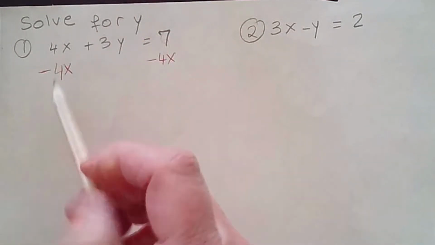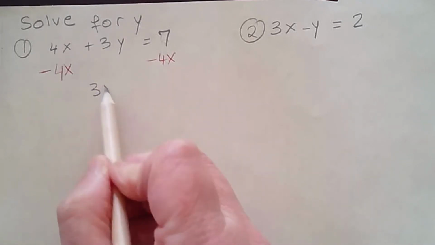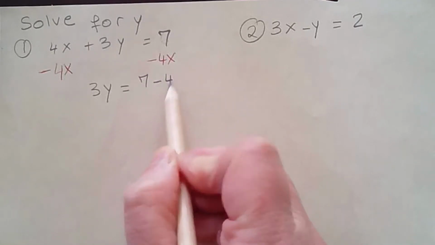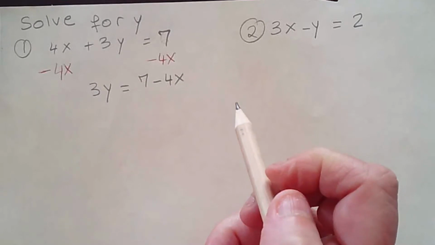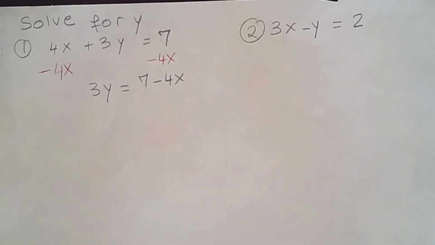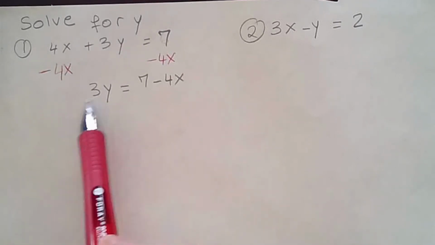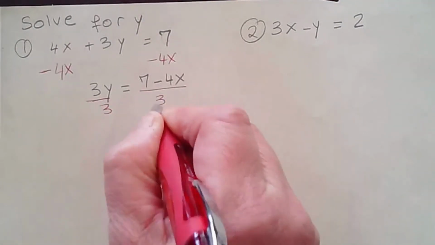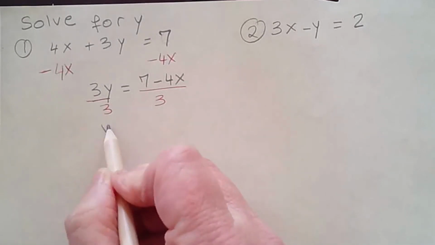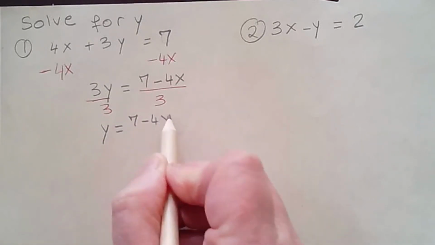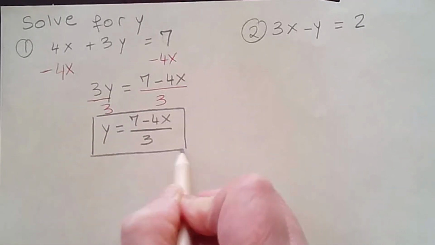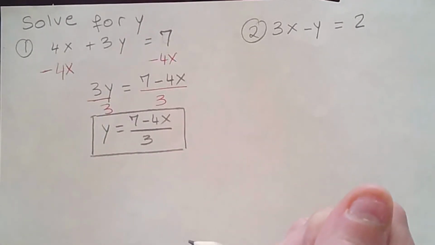and this will be cancelled in here, and I'll be left with 3y equal, you can write 7 minus 4x or negative 4x plus 7, it doesn't matter, both correct. Now we're going to solve for y, so we need to divide by 3 because that's the coefficient of y. We want to isolate y. So y is equal to 7 minus 4x over 3. We're not going to get a number, we're going to get an expression. Y equal to 7 minus 4x over 3.